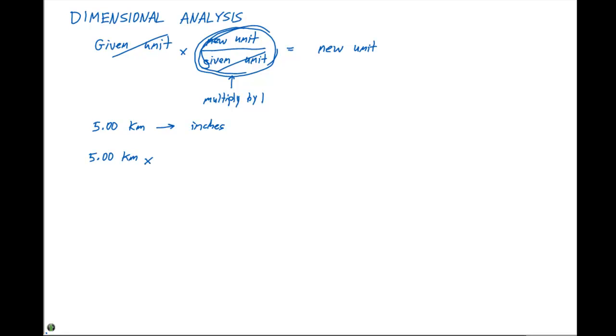So our given unit is kilometers. We know that 1 kilometer is 1,000 meters. So again, like I said, we're multiplying by 1 by using this conversion factor. We're going to do that again and convert our meters to centimeters. And we know that 1 meter is 100 centimeters. And then we can convert the centimeters to inches. There are 2.54 centimeters in 1 inch.